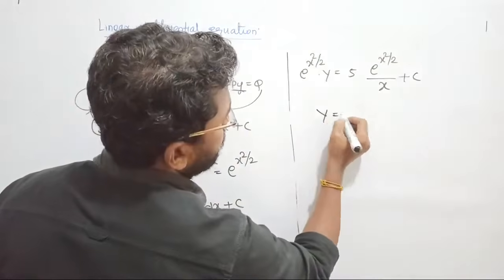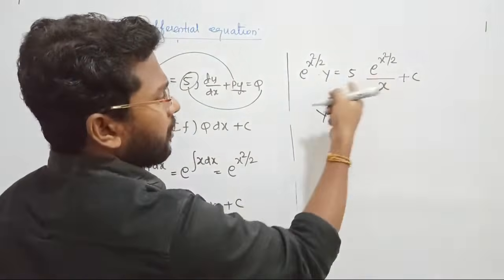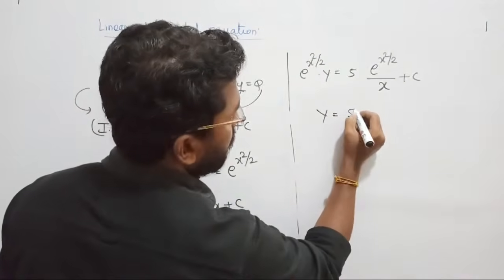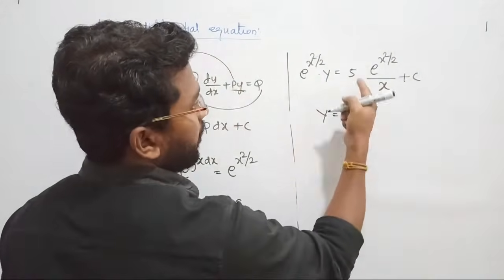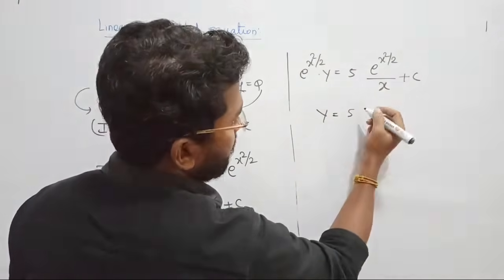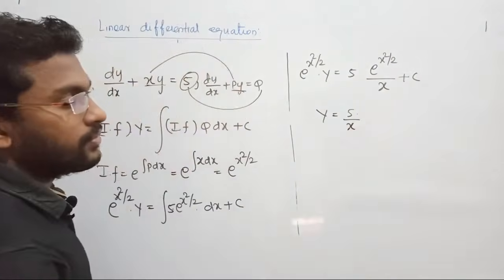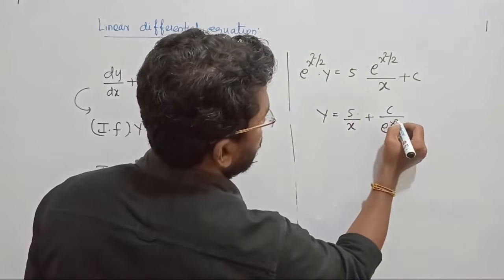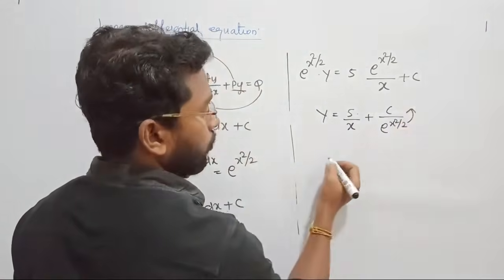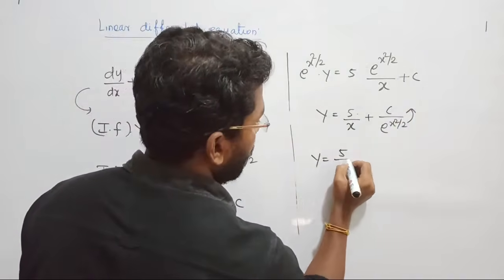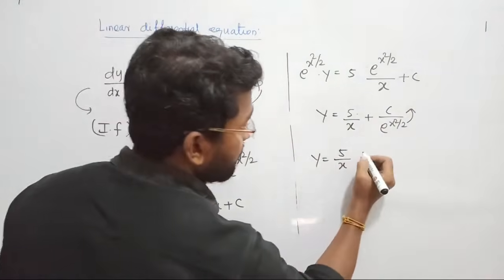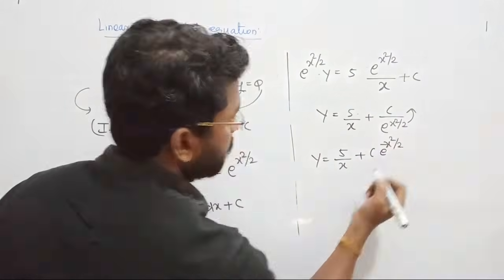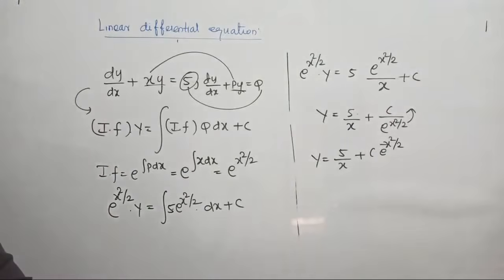Then now you can reduce the function further. Y is equal to, now in the final step pass this e power x square by 2 to the right side, such that this function will become 5 into, if you pass this to the right side, this term cancels first. So you are going to get only 5 by x plus the second term will become c upon e power x square by 2. If you are passing this term to the numerator, then finally y is equal to 5 by x plus c into e power minus x square by 2. Is it going good?